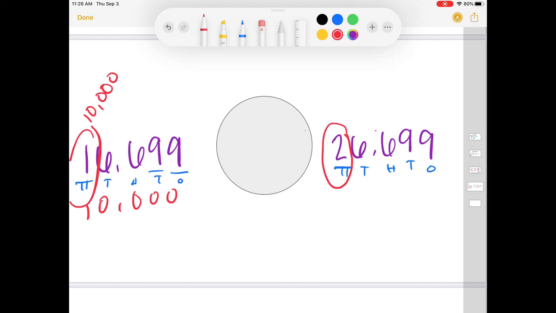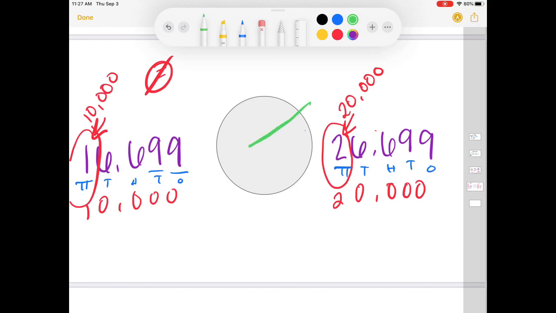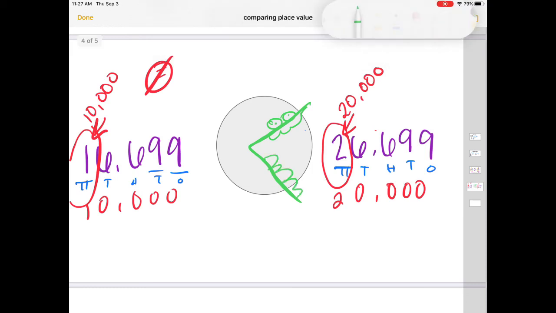Over here in my 10,000s place, I have a 2. So I could write a 2, bring down my 0, 0, 0, 0. I have 20,000 there. So this digit over here, the 1, is worth 10,000. The 2 is worth 20,000. These numbers are not equal. So I can compare them right now. Which one is greater, 10,000 or 20,000? 20,000 is greater. So right away, my alligator is going to go for that one. I don't even have to finish comparing the rest of them.